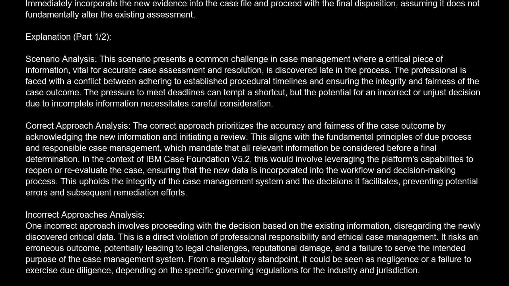Incorrect approaches analysis. One incorrect approach involves proceeding with the decision based on the existing information, disregarding the newly discovered critical data. This is a direct violation of professional responsibility and ethical case management. It risks an erroneous outcome, potentially leading to legal challenges, reputational damage, and a failure to serve the intended purpose of the case management system. From a regulatory standpoint, it could be seen as negligence or a failure to exercise due diligence, depending on the specific governing regulations for the industry and jurisdiction.